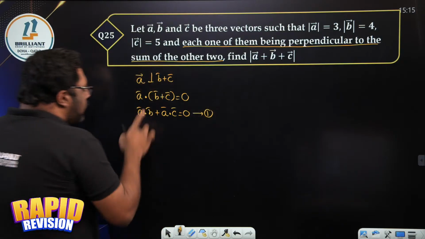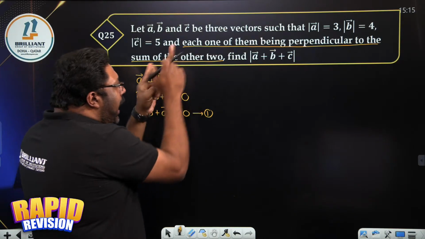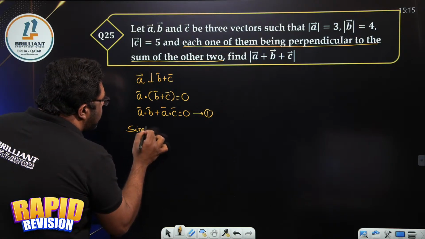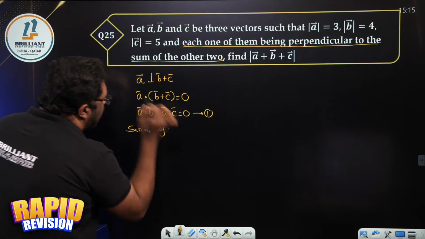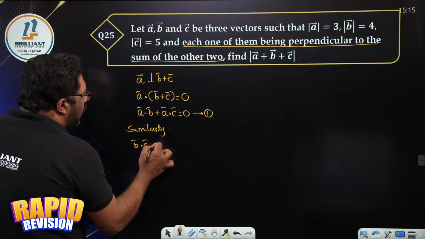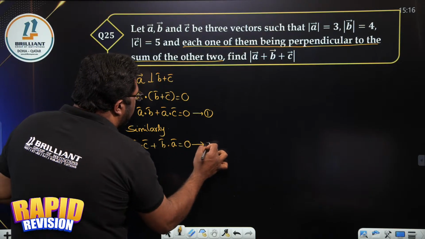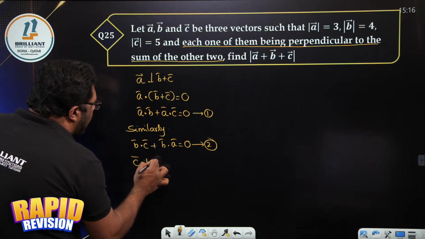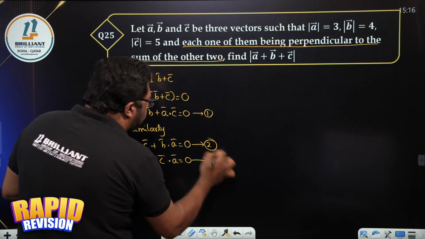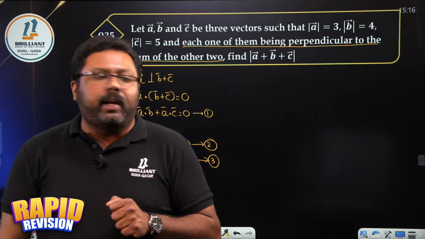Equation number 1. Now they said it doesn't happen only with this condition. Not only A perpendicular to B plus C, every vector is perpendicular to the sum of the other two. So if I use that idea, similarly, B will be perpendicular to A plus C. So B dot C plus B dot A is 0. Equation number 2. C dot B plus C dot A equal to 0.